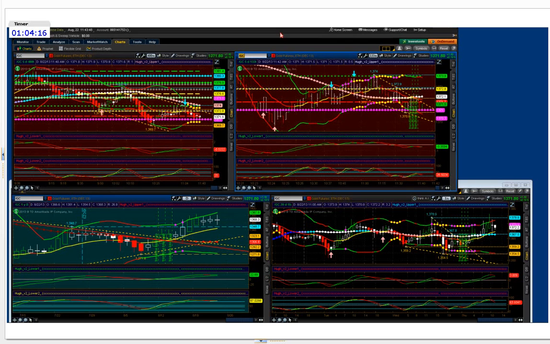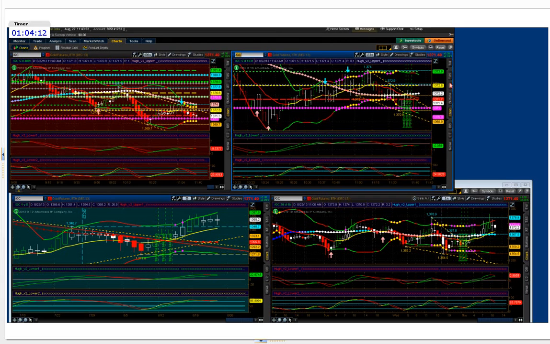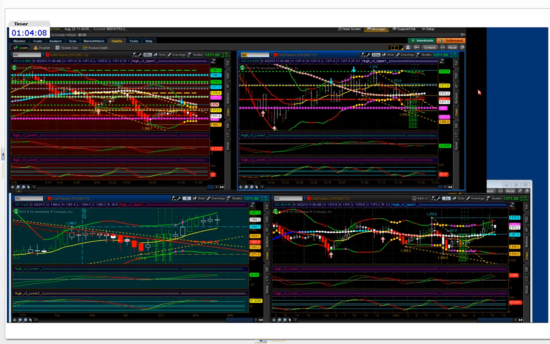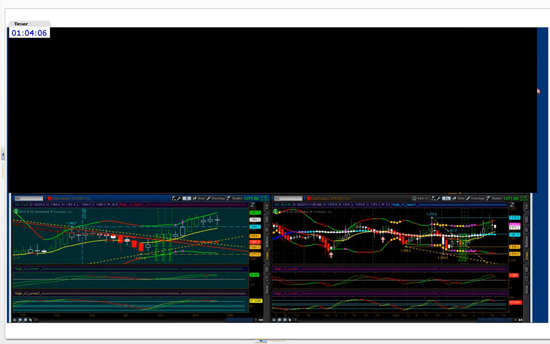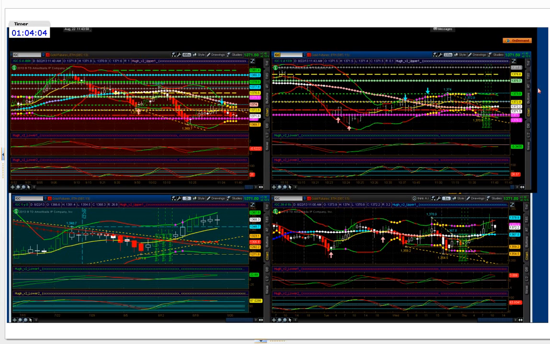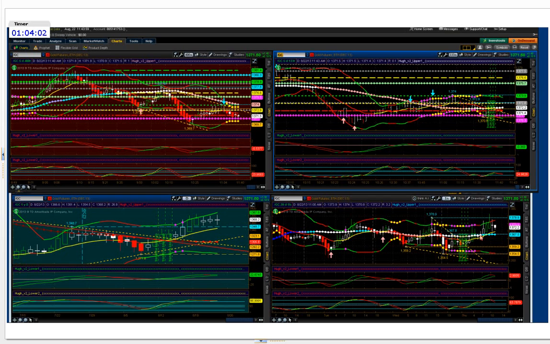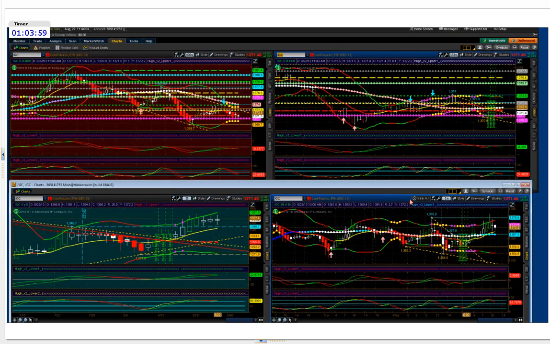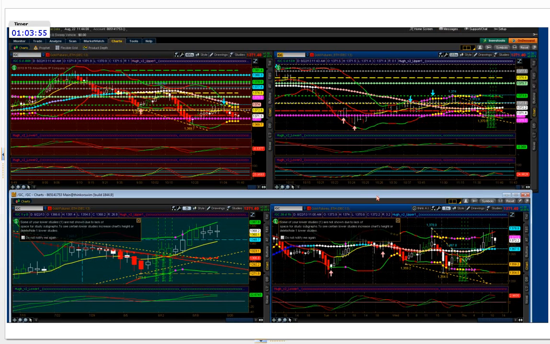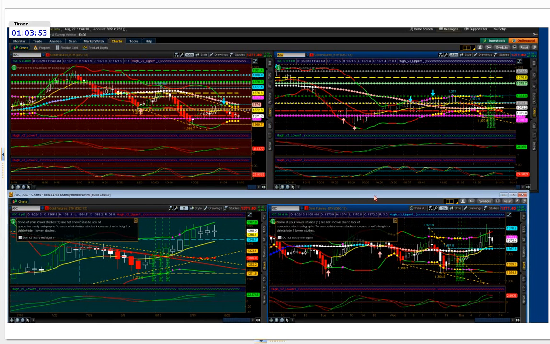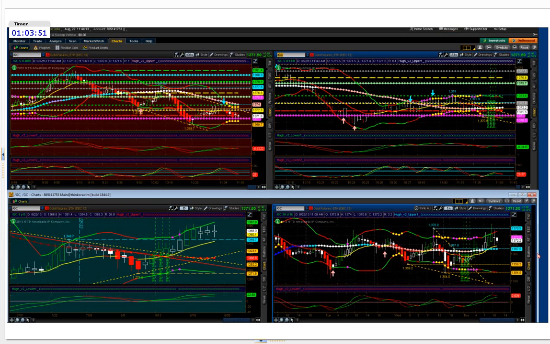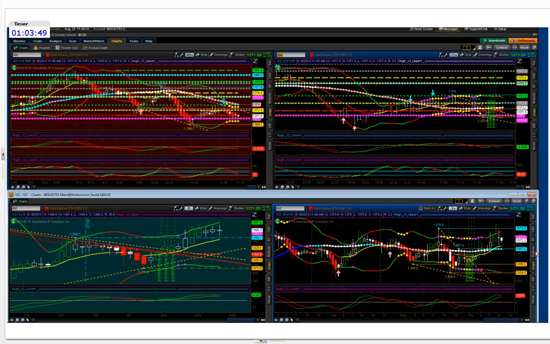Okay, so yeah, we're getting there. Now I need to just expand this out. And let me shrink this down a little bit. This is not exactly how I have it set up on my monitors. I'll have 3 monitors, but this will give you a good idea.